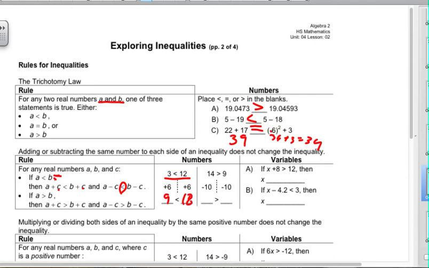So let's do the same thing here. I'm subtracting. 14 minus 10 is 4. 9 minus 10 is a negative 1. And I know that since this was true, this is also true. All right?